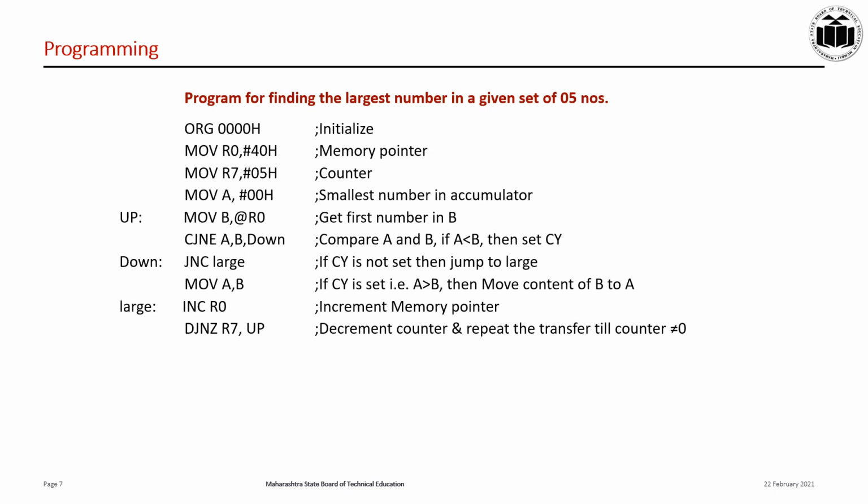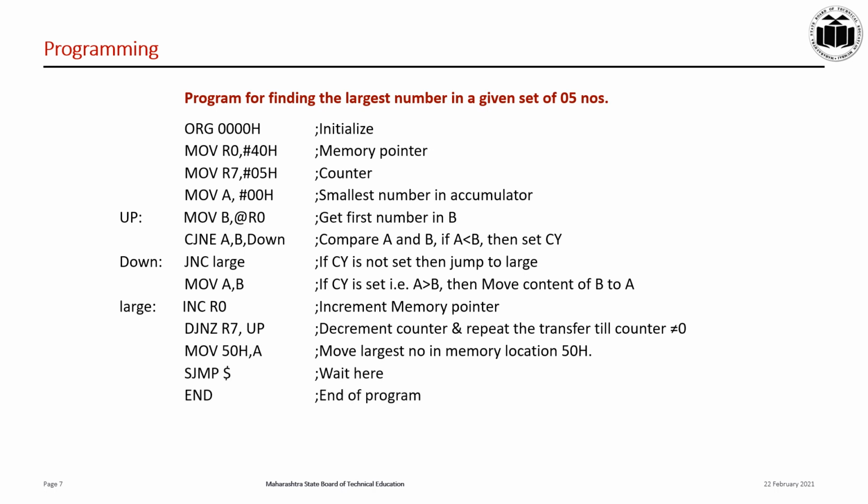We will check for the counter value. If the counter is not equal to 0, then it will jump to label up. Otherwise, it will get out of the loop. After this, we will get the largest number in the accumulator. So, we will store the largest number in memory location 50H by using instruction MOV 50H, A. Thus, we will get the largest number in memory location 50H.